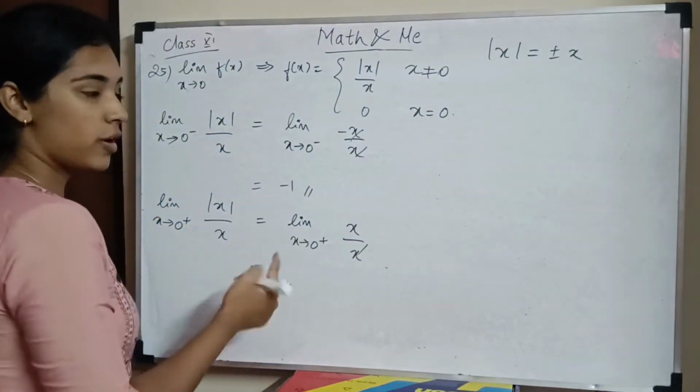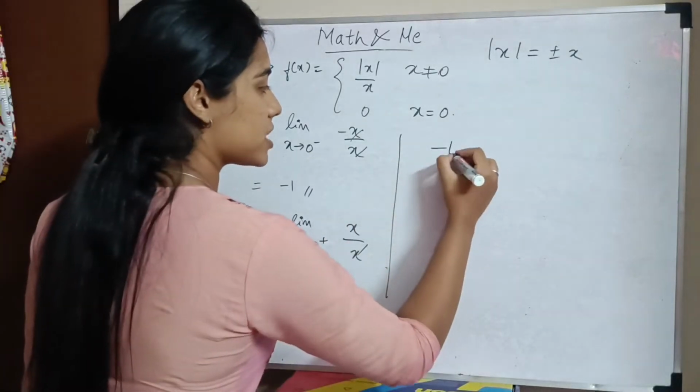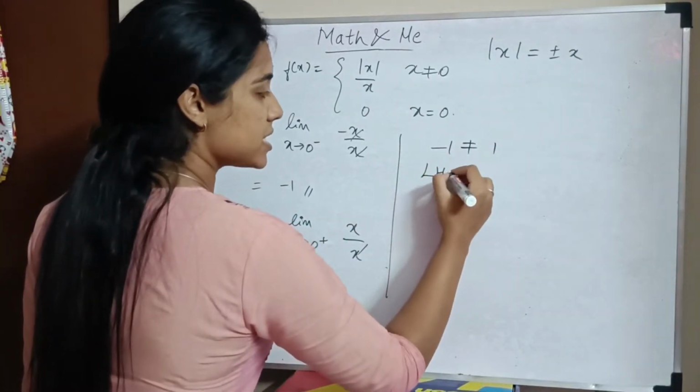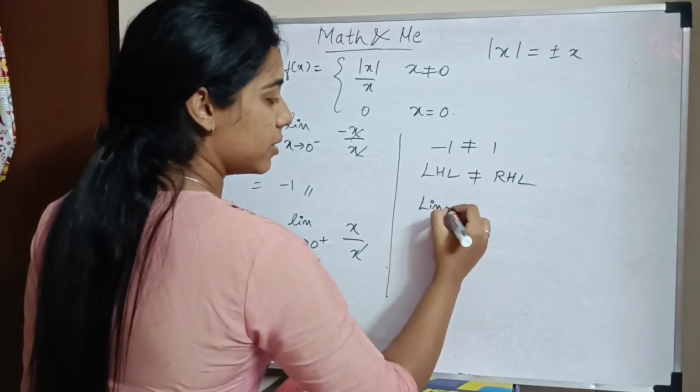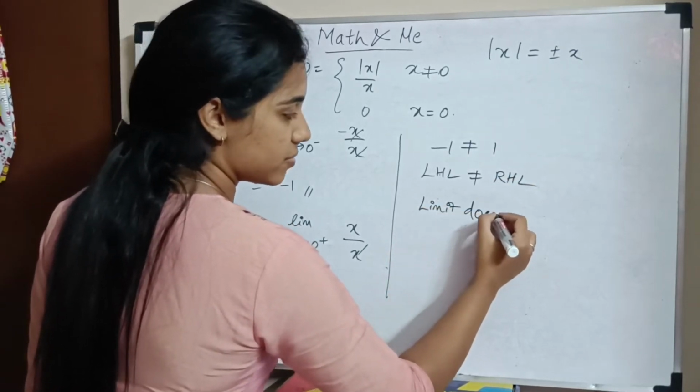So minus 1, 1 equal ah kadayadu. Minus 1 is not equal to 1, which means left hand limit is not equal to right hand limit. Limit does not exist.